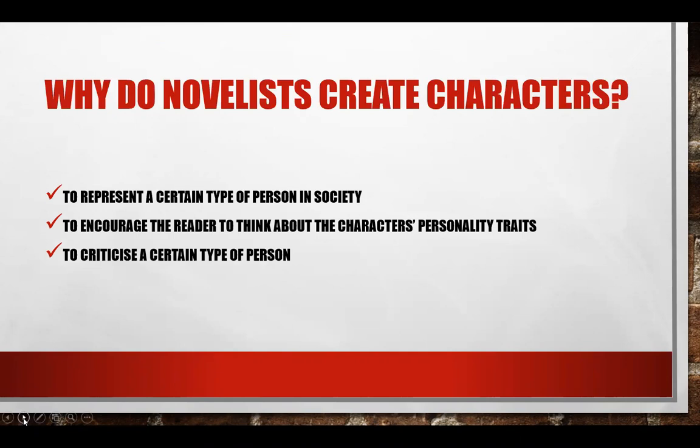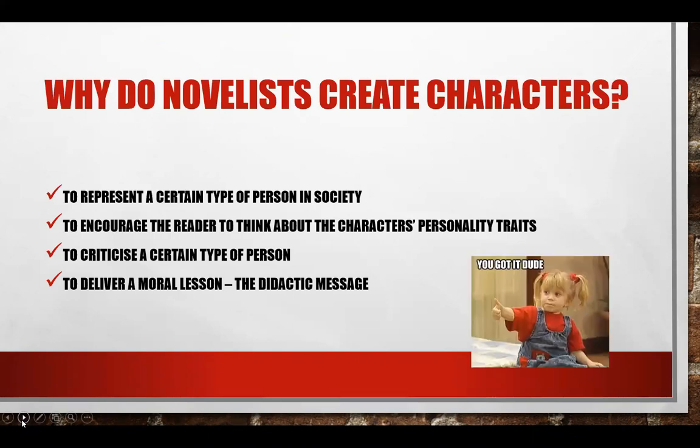Writers use them to criticise a certain type of person. I think we all could pinpoint a character in A Christmas Carol that Dickens invites us to criticise. And to deliver a moral lesson, which is otherwise known as the didactic message. So they help the author teach us something. For example, A Christmas Carol is all about redemption and the attitudes of the rich towards the poor. And Charles Dickens uses Ebenezer Scrooge as his character to deliver that message. He is the one that helps us understand that that is the message of the novella. Okay, so we got it?